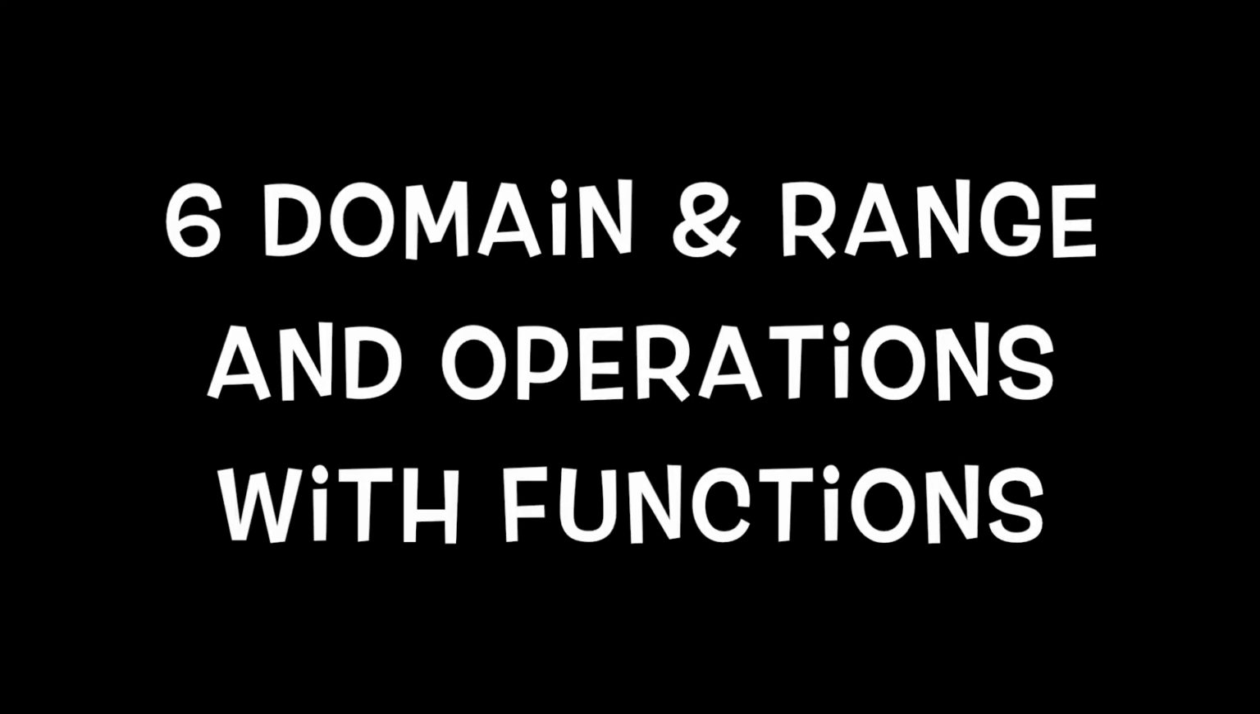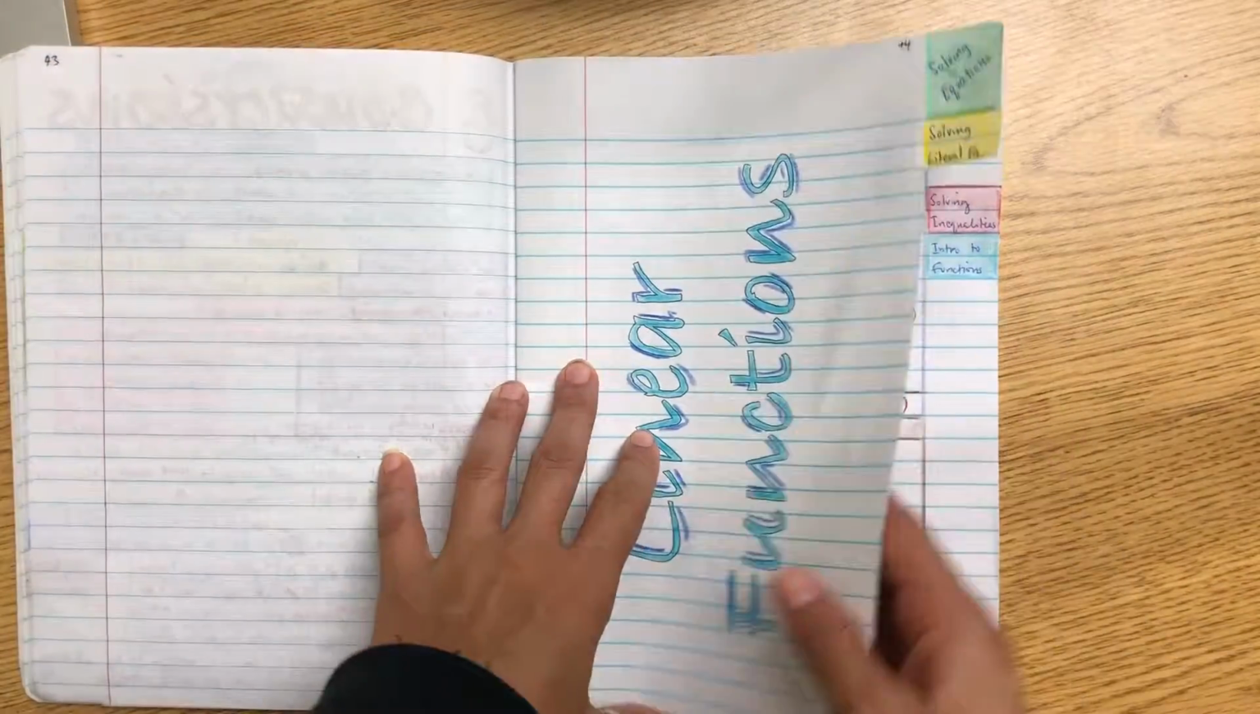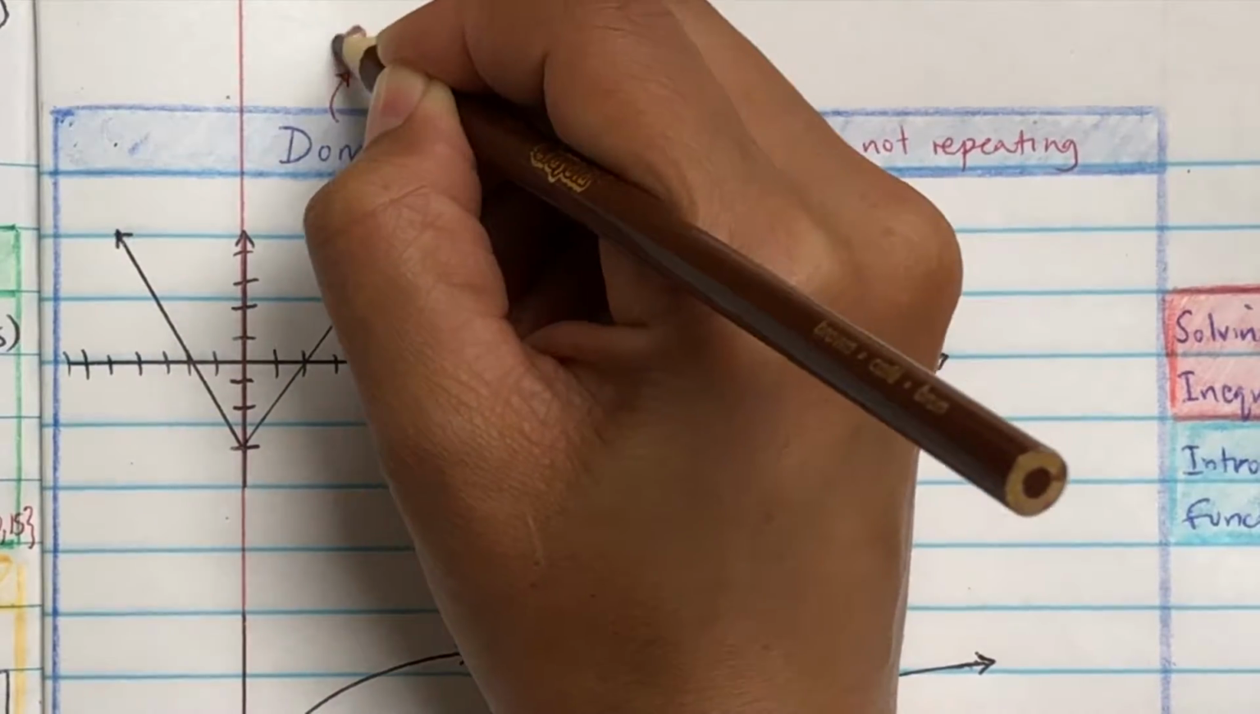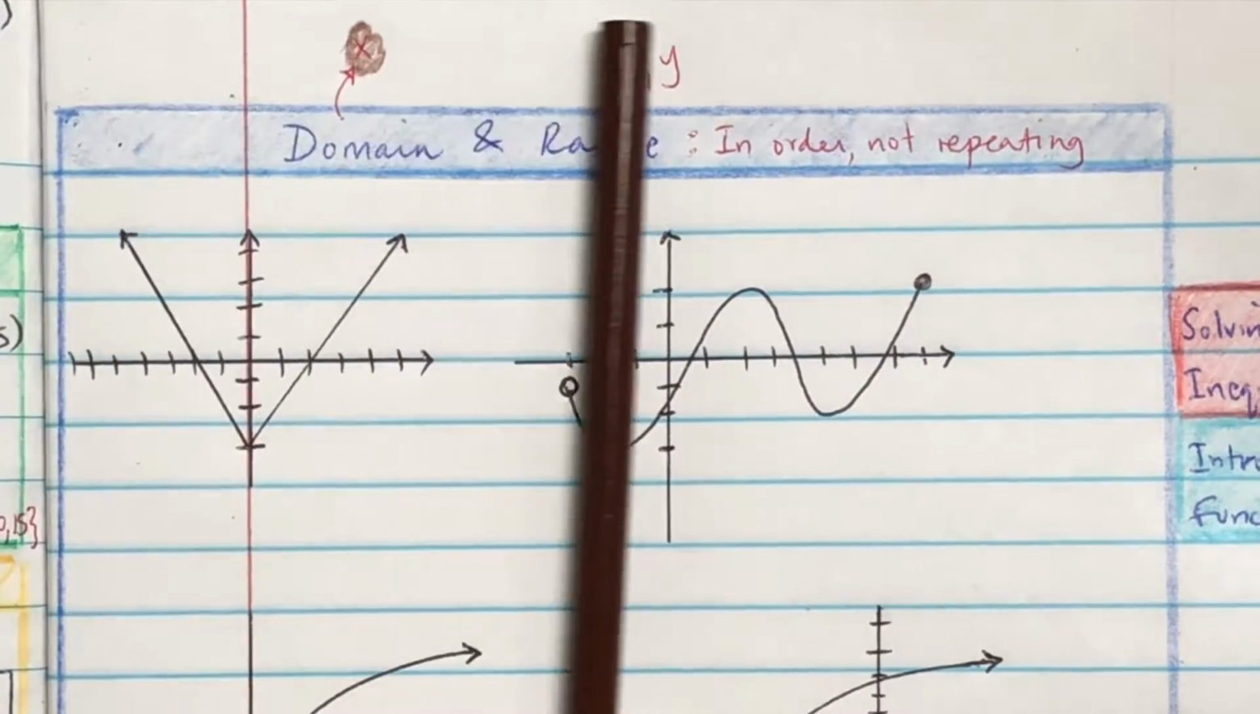So we're going to continue on our previous video and look at domain and range as well as operational functions. So just going to go back to that same page. So remember, domain is everything with your x values, so it's left to right.